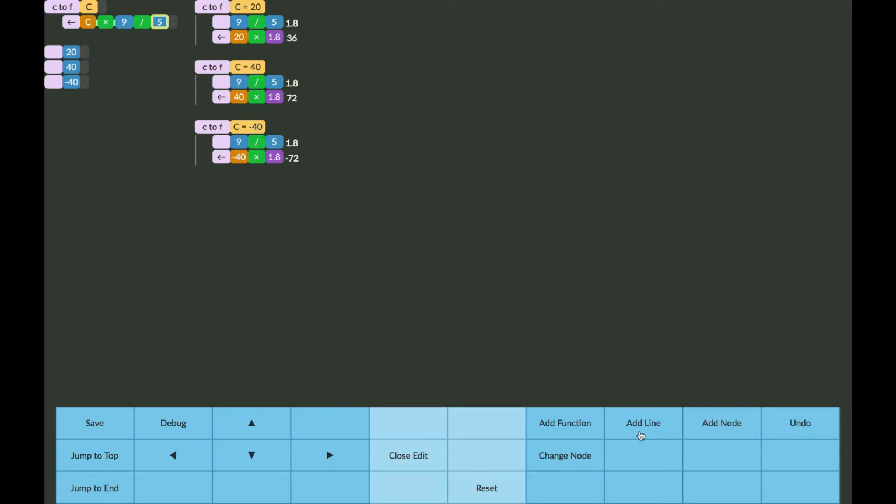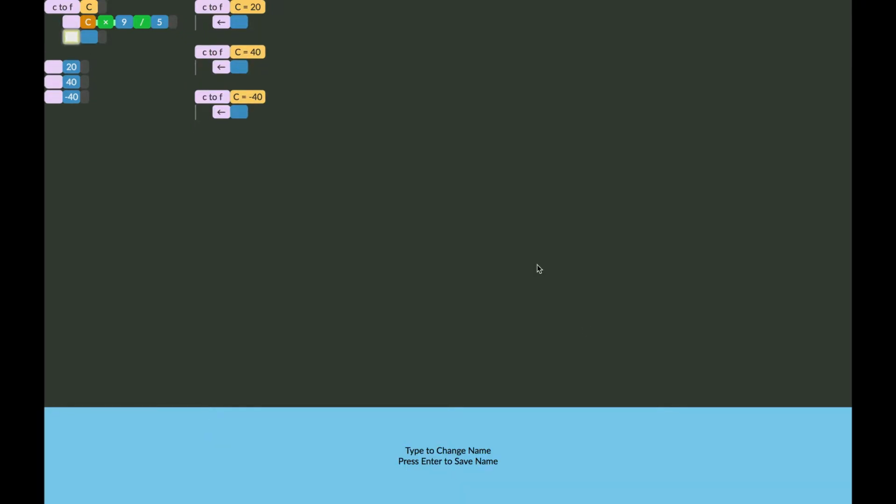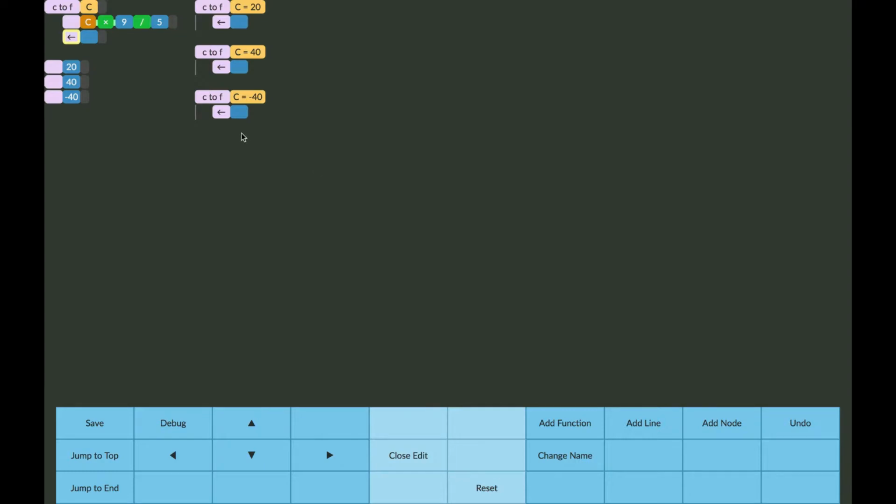Next, I'm going to add a line. I'm going to leave the name blank, and by default, it will just show this left arrow here for the last line to indicate it's a return value. Because by default, the last line gets returned, and eventually you'll be able to change the line order and even choose which line gets returned. But as of now, it just returns the last line.